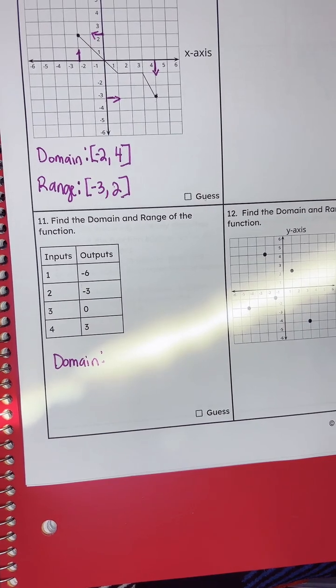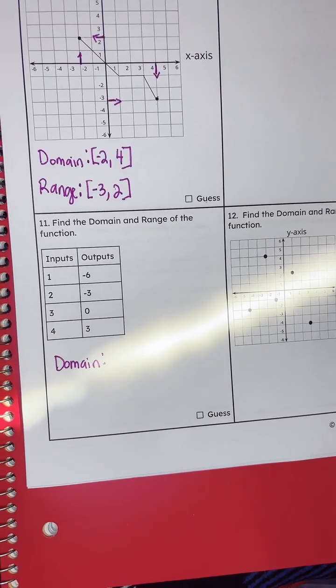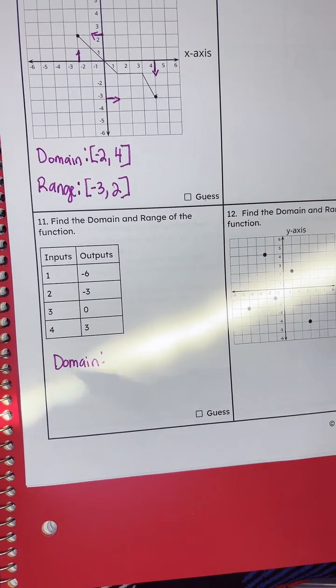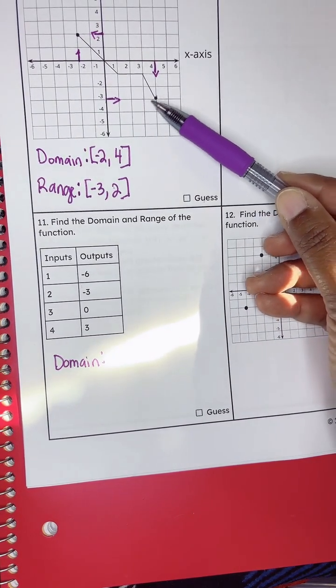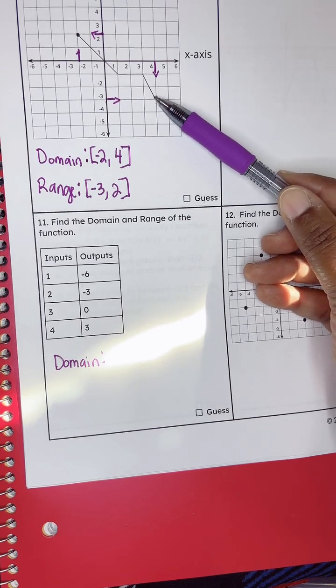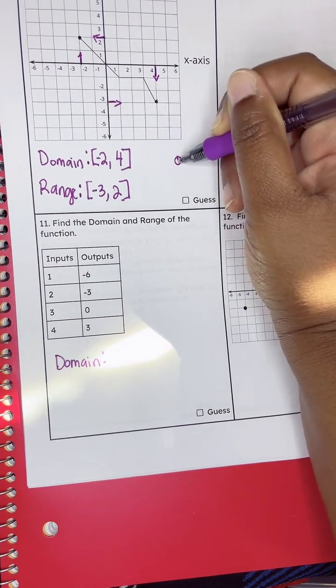What are inputs and what are outputs? Beautiful question. Exactly. It says, how do you know when there are closed circles and open? Michelle, we know because it will show right here. Like this is a closed circle because it's filled in. If it was open, it would be just a circle like this, and it would be open space.